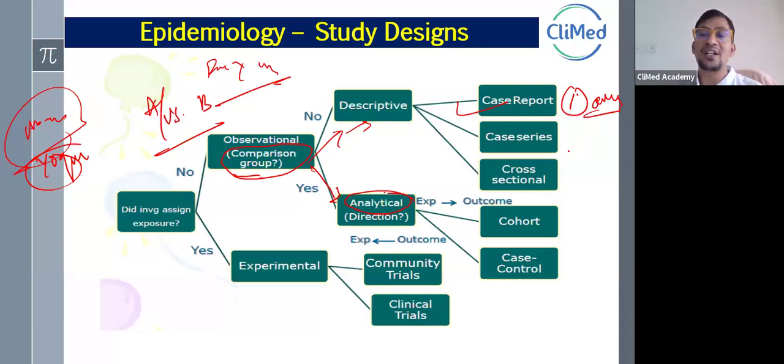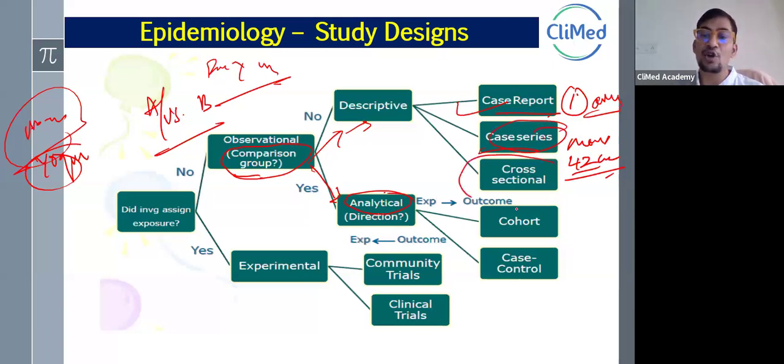You are just putting everything about the case, like the investigation, hospitalization, drugs, interventions, procedures, whatever was done. It is only for one case, right? So you are writing the case report. Then case series: two or more similar cases come under the case series. Here also you do not have any comparison group. You're just describing the data.